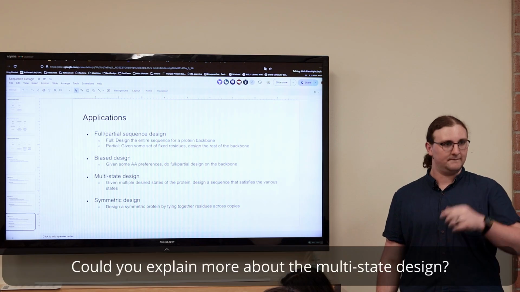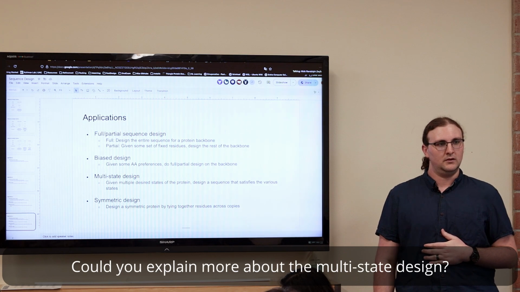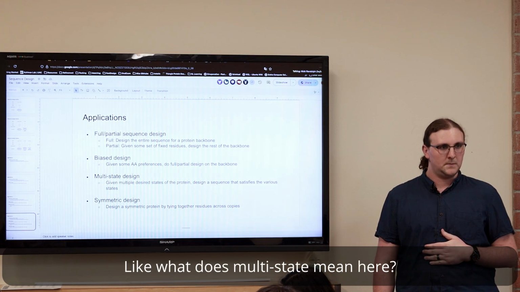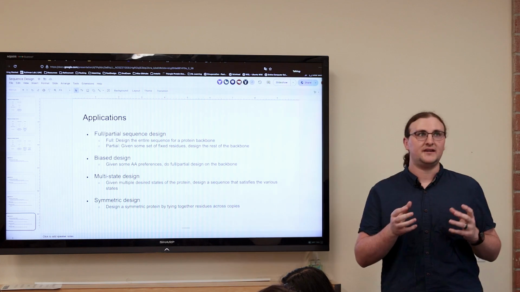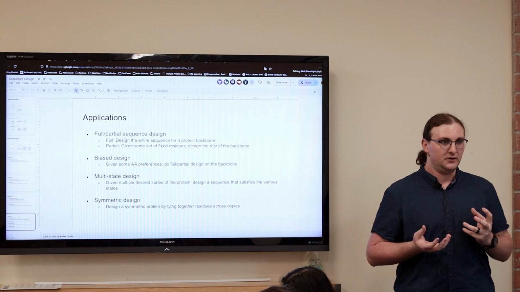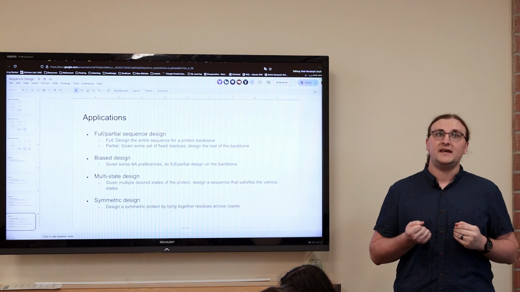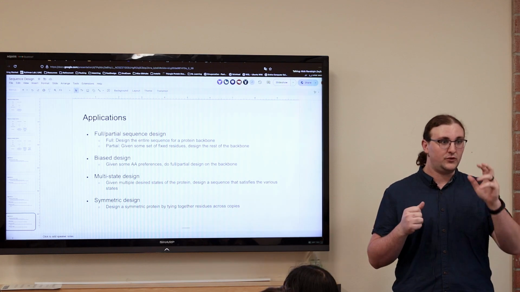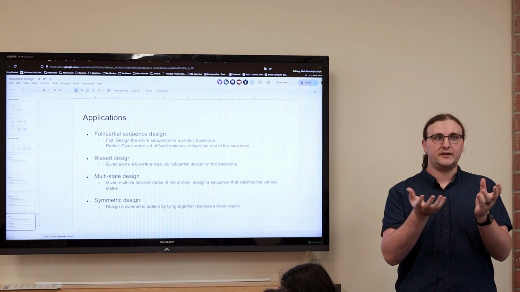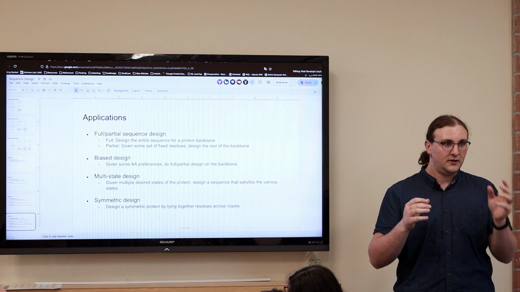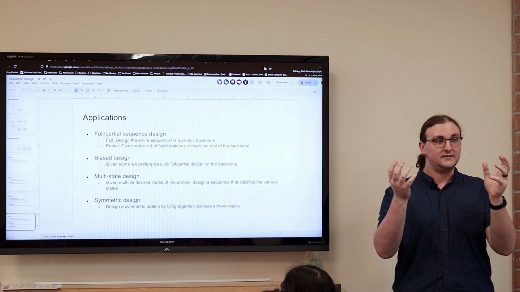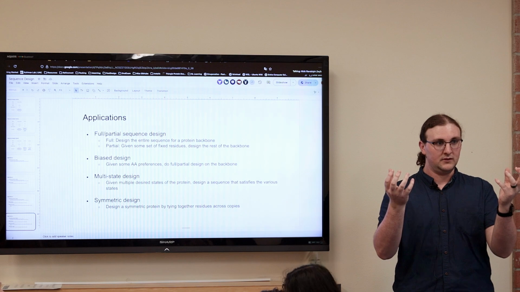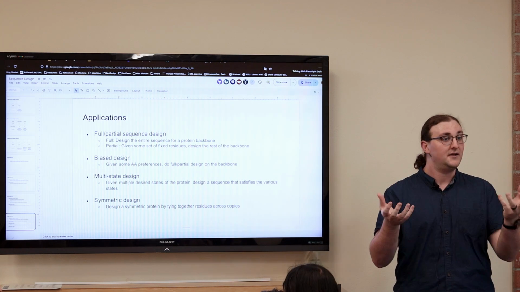Any other questions? Could you explain more about the multi-state design? Like, what does multi-state mean? So multi-state is kind of multiple conformations of that same protein. And so it doesn't always have to be positive design either. If you have a fold switching protein, it adopts multiple conformations. You would want a sequence that is favorable for both conformations. So that's kind of the multi-state design, is positive multi-state design.